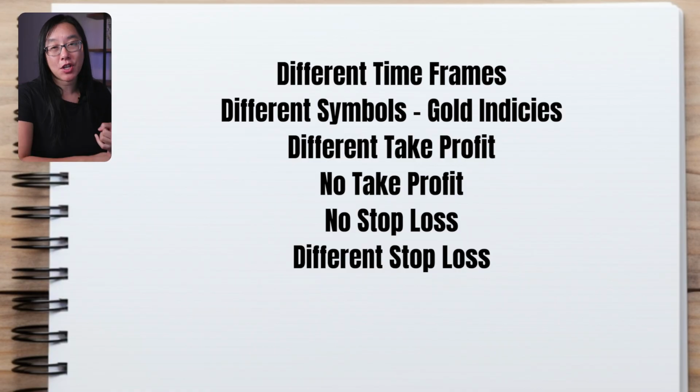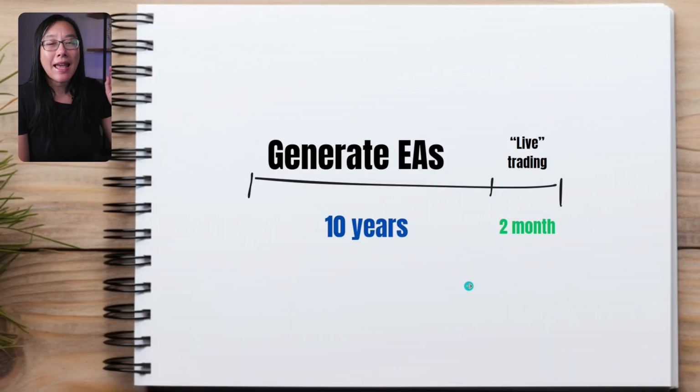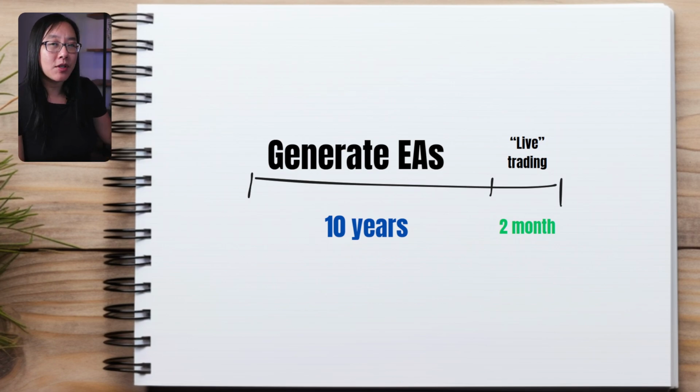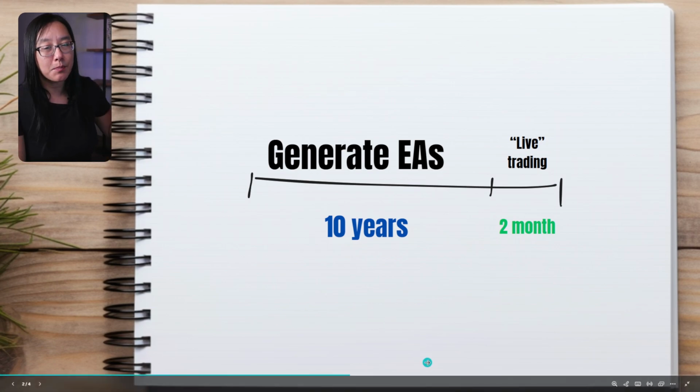I tested different time frames. I tested lower time frames like 15 minutes, 30 minutes, 4 hour. I tested different symbols like gold and indices, different take profits, no take profit, no stop loss, and different stop losses. And every single test failed for 10 whole months. Every single system looked great in the past 10 years, but once I took that system and simulated live trading for a 2-month period, every single one of them failed and lost money. Except the Japanese yen pair, which seemed to consistently make money using this current process.